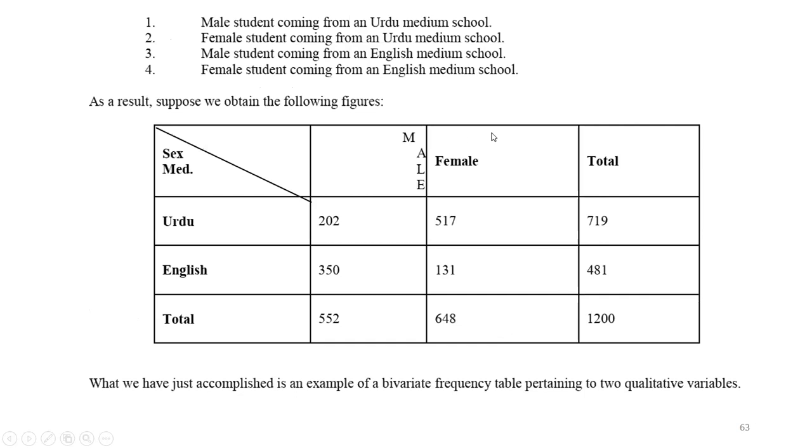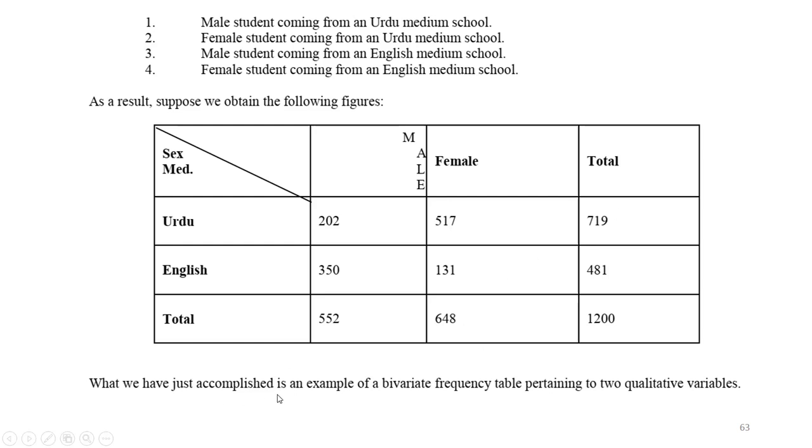Okay, you can see the same question we are repeating. Number one, male students coming from Urdu medium schools: there are 202. Female students coming from Urdu medium: 517. This is different; we have differentiated between the language and the gender. The language is the same and the gender is changed. Now male students coming from English medium are 350, and female students coming from English medium are 131. And you will add up the total students and get the same result.